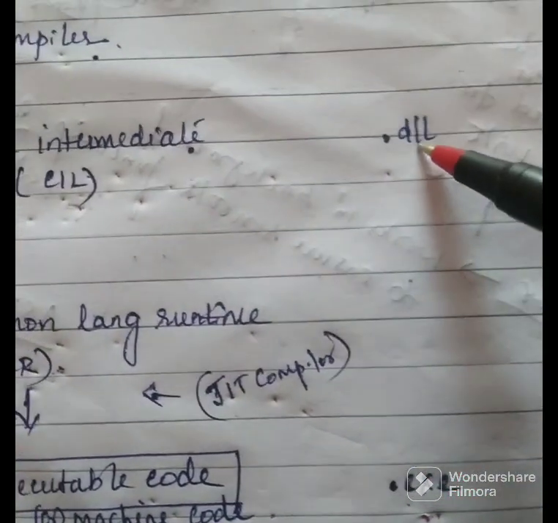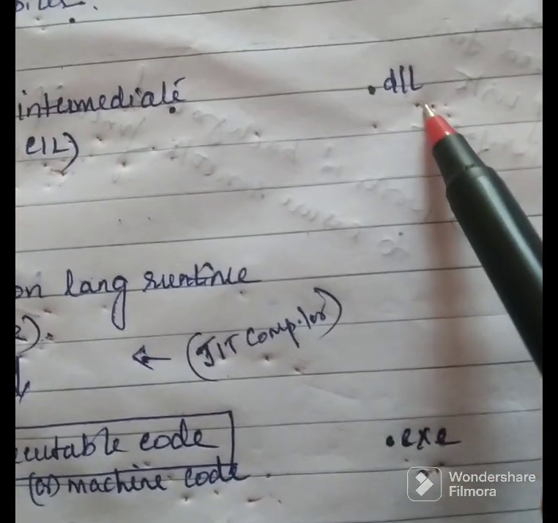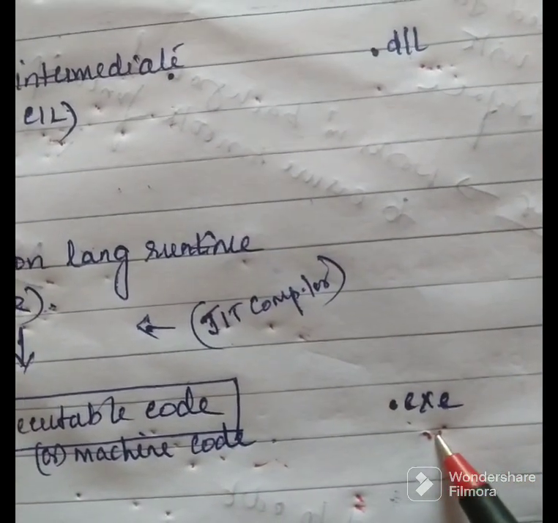The main difference between DLL and exe is that DLL, Dynamic Link Library files, can be shared by other programs or applications, whereas exe cannot be shared.